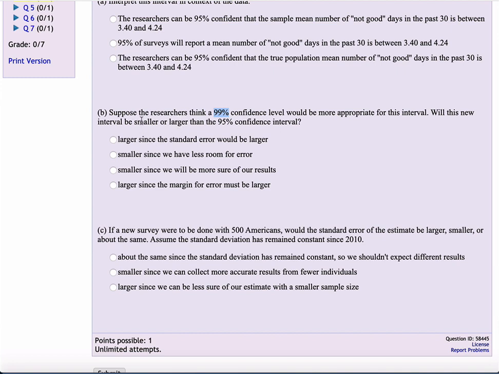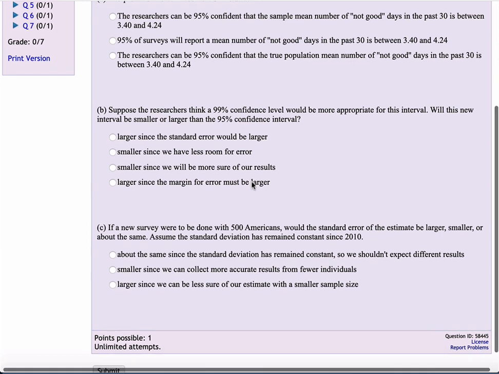Will it have a smaller margin of error or a larger margin of error if you increase the level of confidence to 99%? And I think I talked about that in that video. Maybe it was the fourth step when we talked about margin of error. So you can find a video on confidence intervals that talks about that.